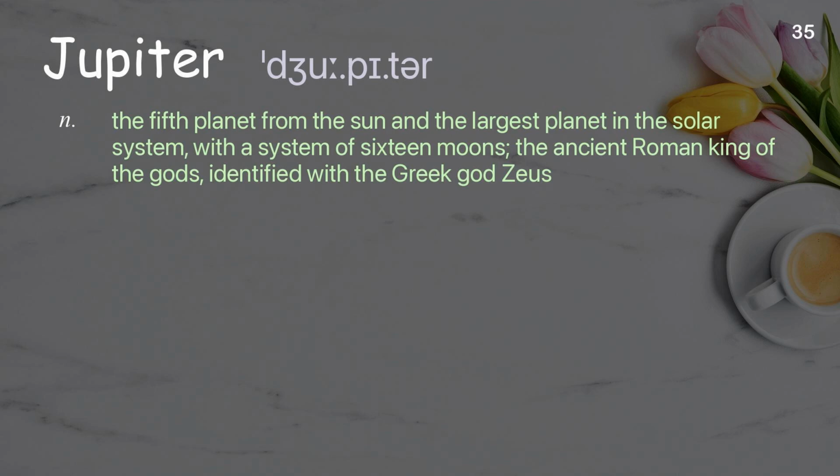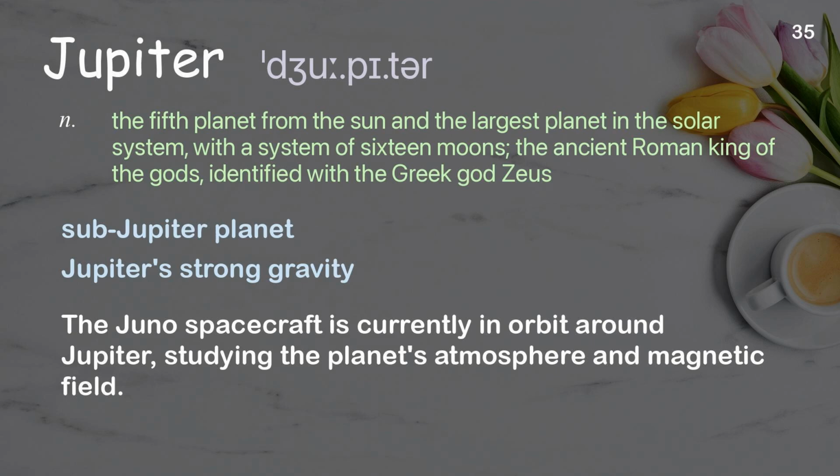Jupiter. The fifth planet from the Sun and the largest planet in the solar system, with a system of 16 moons, the ancient Roman king of the gods, identified with the Greek god Zeus. Examples: Subjupiter planet. Jupiter's strong gravity. The Juno spacecraft is currently in orbit around Jupiter, studying the planet's atmosphere and magnetic field.